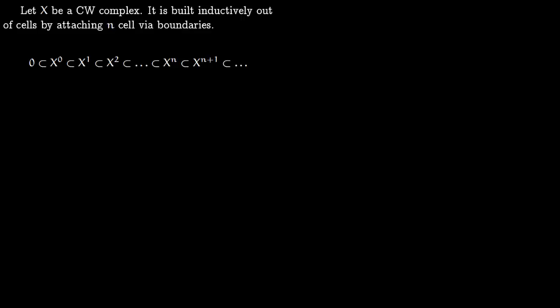In this lecture, we talk about cellular homology of a CW pair. You can find this material on page 137 of Hatcher. So you start with a CW complex.